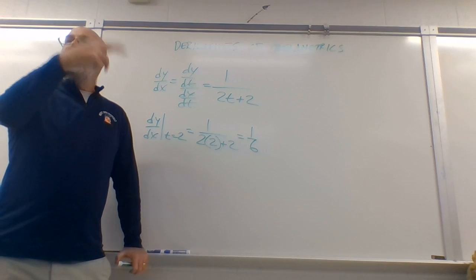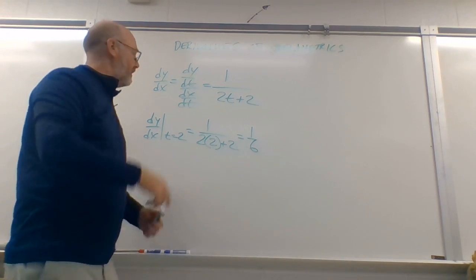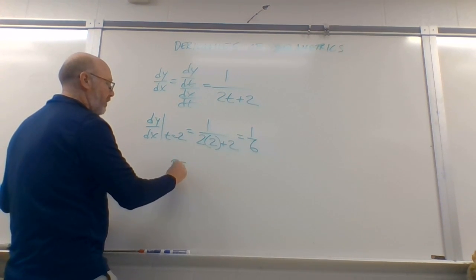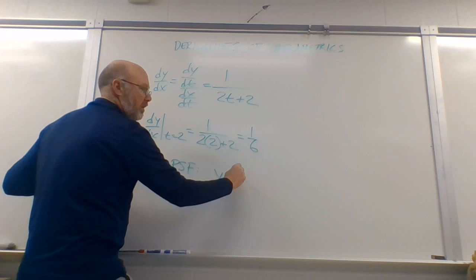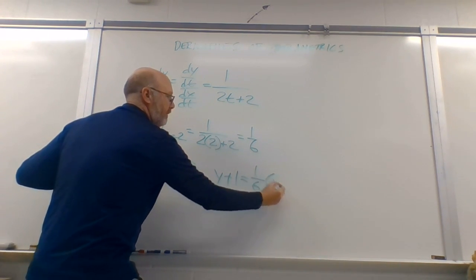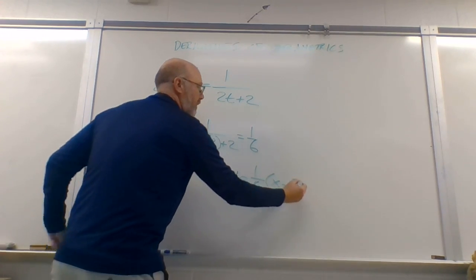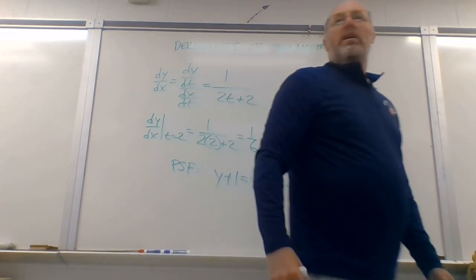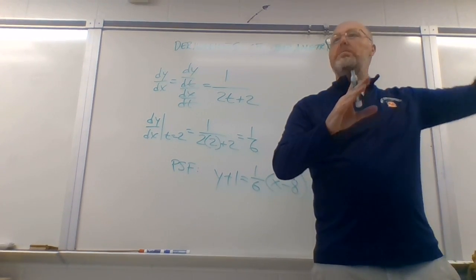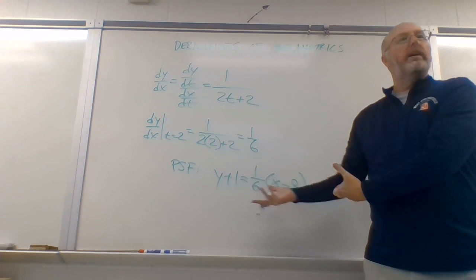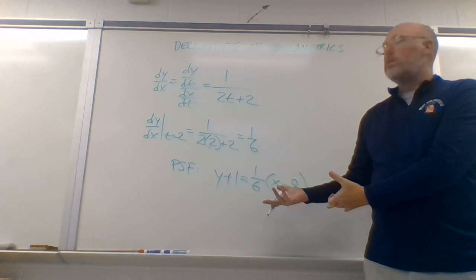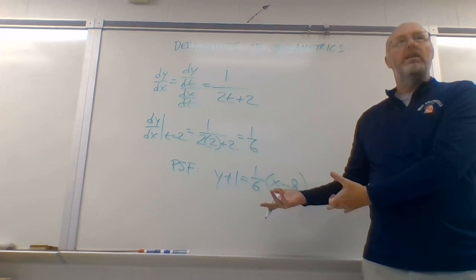Let's finish the problem first. So now we have everything we need, right? So the point slope form is what? y plus 1, yep, equals 1/6 of... Okay, cool. So if you would graph that parabola up above the x-axis, this would be its tangent line at t equals 2. Not too bad.